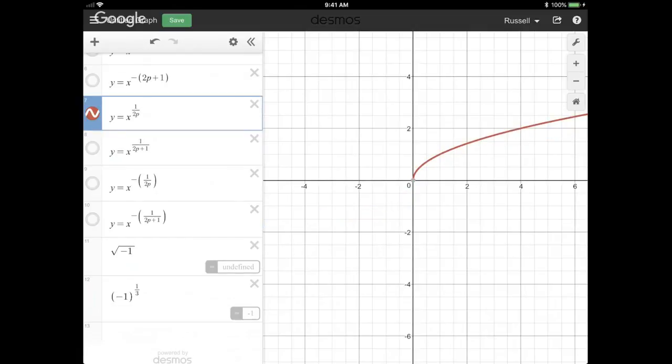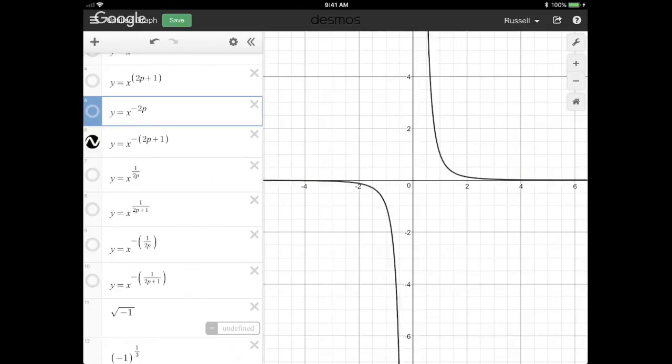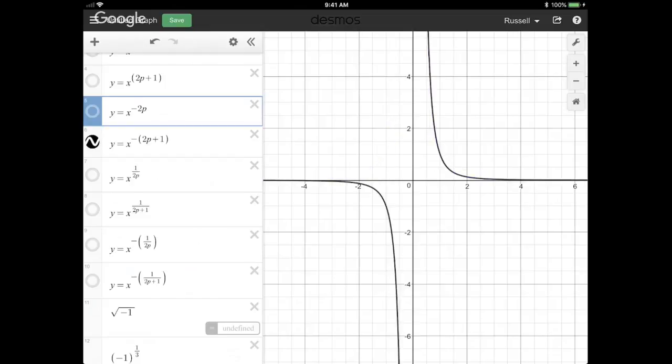That's a different symmetry than what we saw with our negative even powers, right? There we have symmetry about the y-axis. If I take a negative odd power, symmetry about the origin. Symmetry about the y-axis, symmetry about the origin.